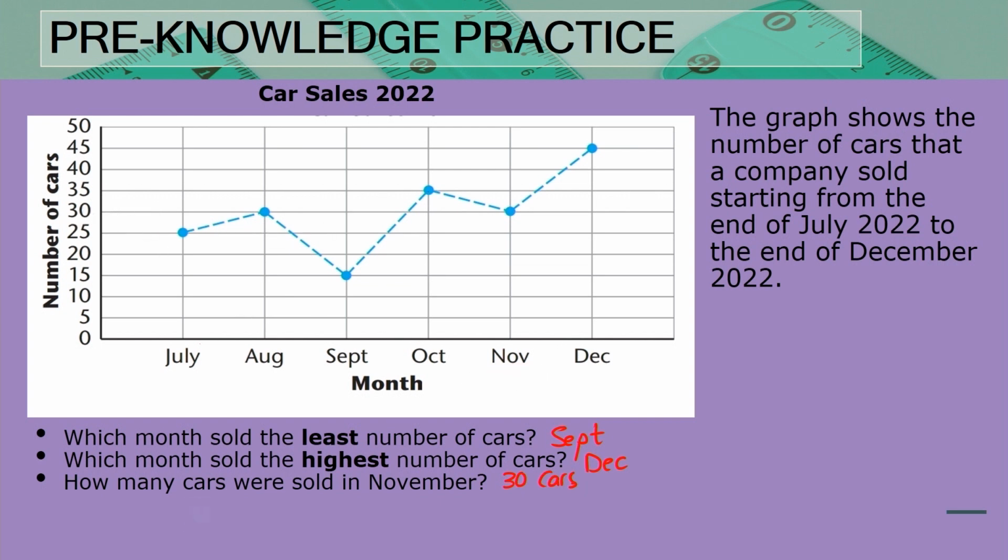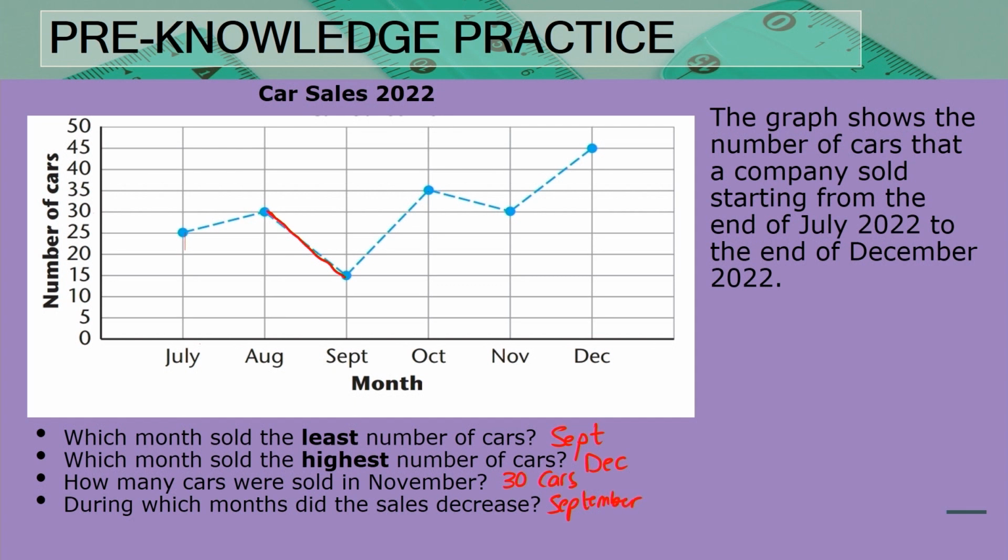Then we have, during which months did the sales decrease? So now we are looking at where there was a decline, or where our dotted line is going down. Since this was the end of July, we can see there was an increase to the end of August. But when we're looking at August to September, we can see that there is a drop there. So we can say that during September there was a drop.